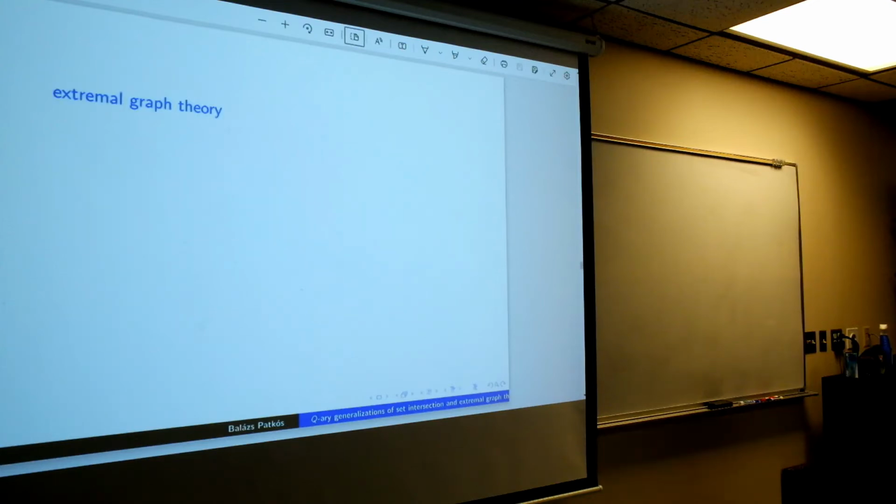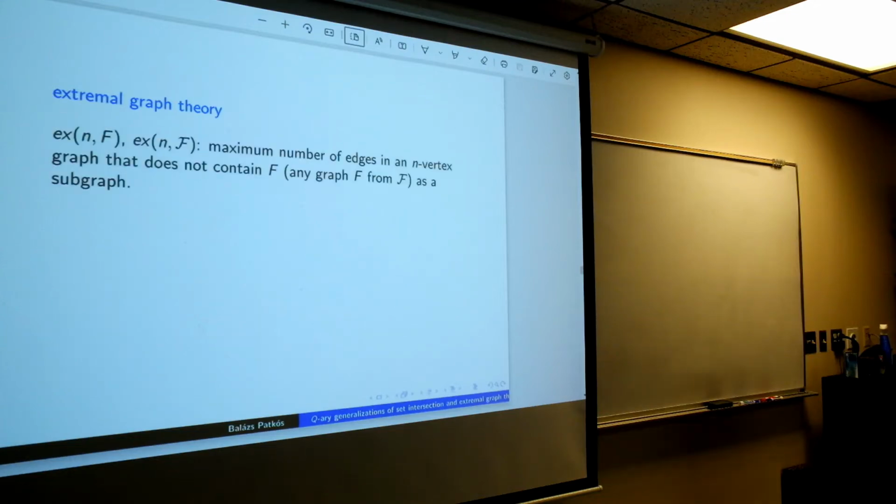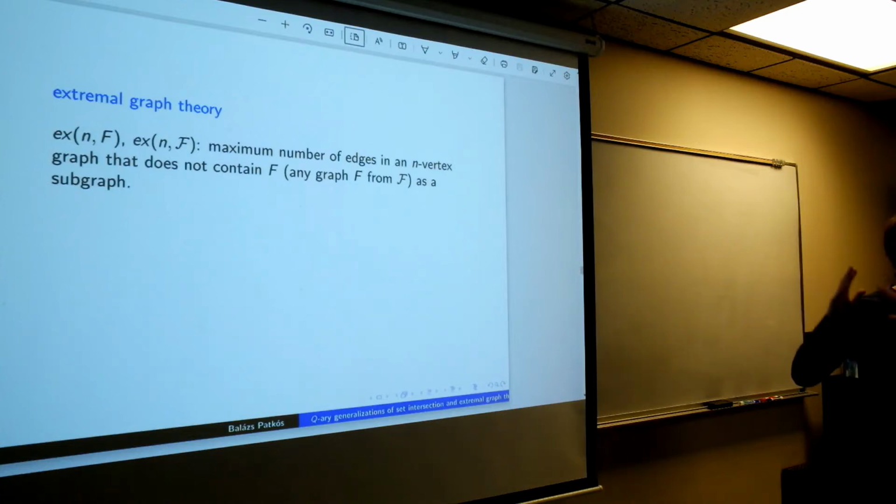Okay, anyhow. So in the remaining part of my talk, let's talk about extremal graph theory. So what is this? Again, something that probably all of you have heard about. We have a fixed graph F, or maybe a fixed family of graphs, script F, so several graphs. They are the forbidden graphs, and what we want is to have a graph with as many edges as possible without containing this forbidden graph F or any of the forbidden graphs in the family script F. And the question is how many edges we can have if, of course, the number of vertices is given, because that grows with n.